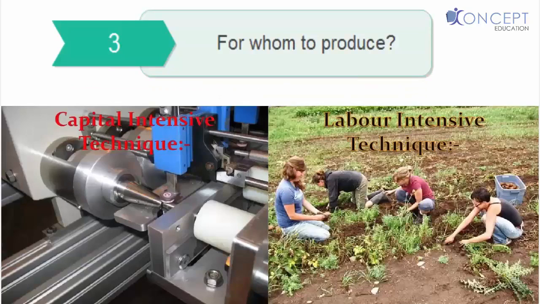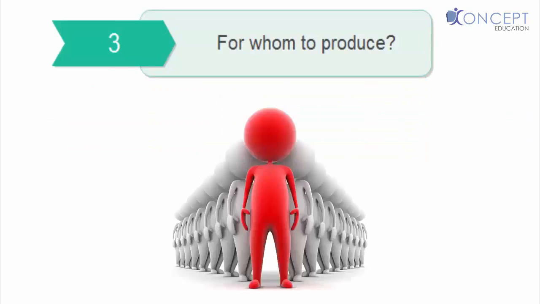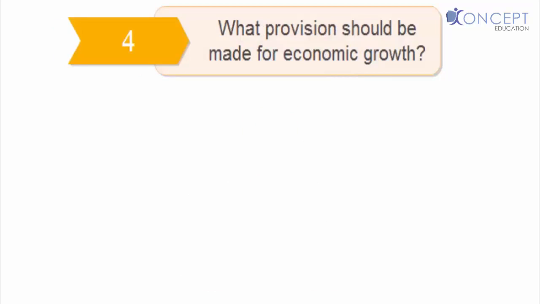Third problem, for whom to produce. Basically, it has to decide about the share of different people in the national cake of goods and services. As all the wants cannot be satisfied, we need to trace which wants are important and for whom we should produce. Fourth problem, what provisions should be made for economic growth.